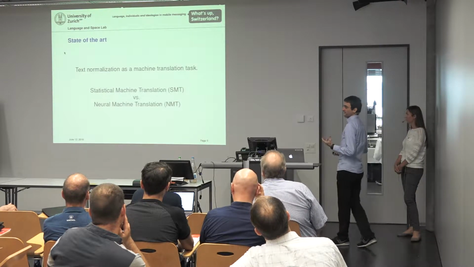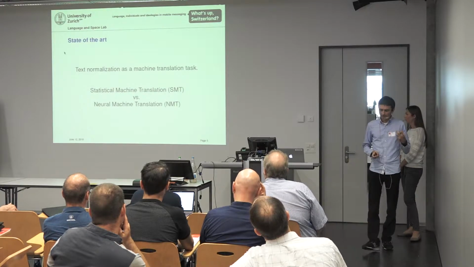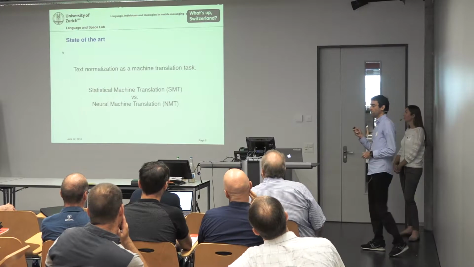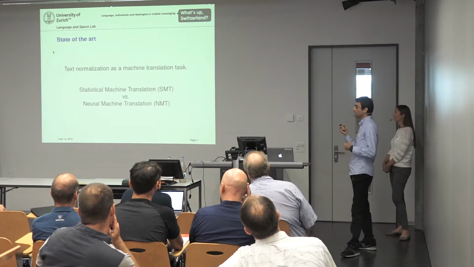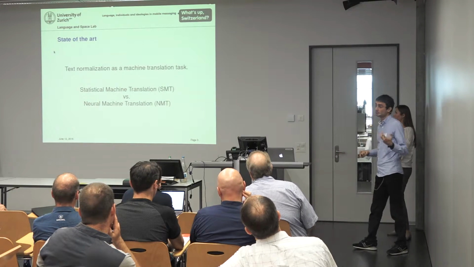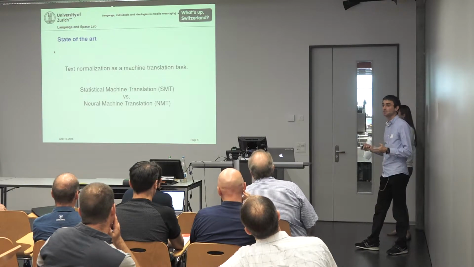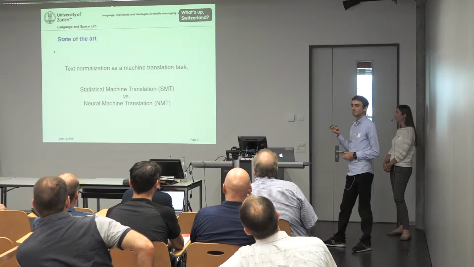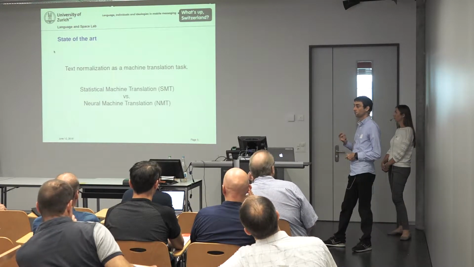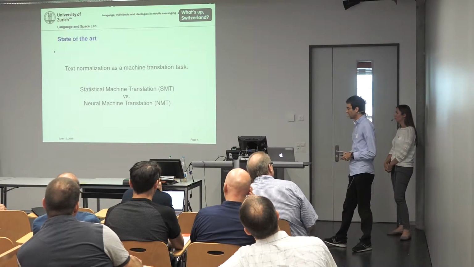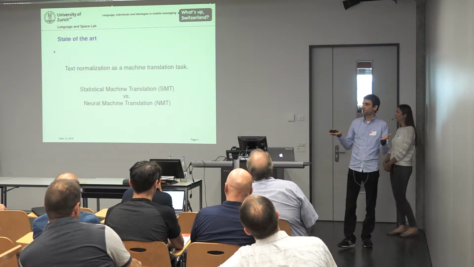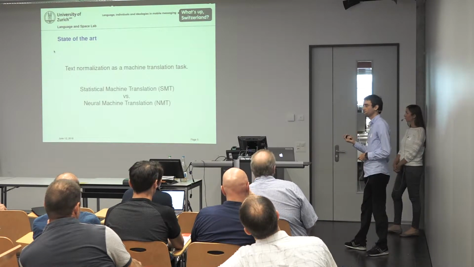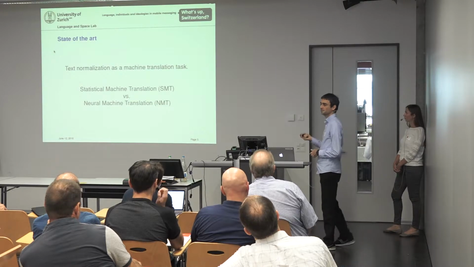What is the state of the art? Text normalization is commonly viewed as a machine translation task. And in machine translation, neural networks have nowadays replaced the traditional statistical systems as the new state of the art. However, in text normalization, neural networks still lag behind. They struggle to achieve state-of-the-art performance. And why is that? After all, if the two tasks are so similar, text normalization and machine translation, how come neural networks perform so well only in machine translation?